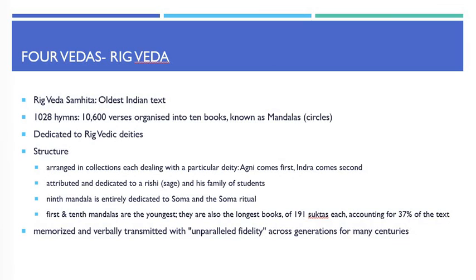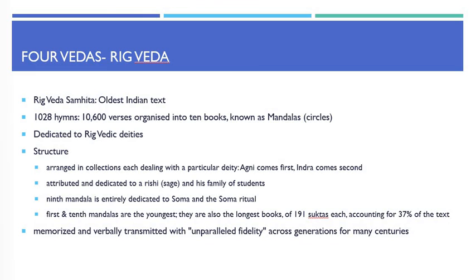The first of the 4 Vedas is the Rig Veda. The Rig Veda Samhita or the Rig Veda hymns is the oldest Indian text. It has 1028 hymns with 10,600 verses organized into 10 books known as mandalas, literally circles. The Rig Veda is dedicated to the Rig Vedic deities. Rig Veda is arranged in collections, each dealing with a particular deity. Agni comes first, Indra comes second, and so on.